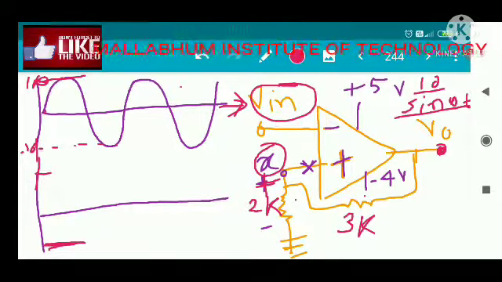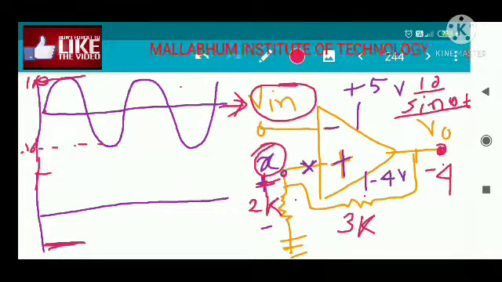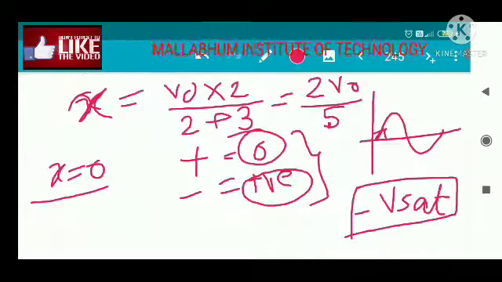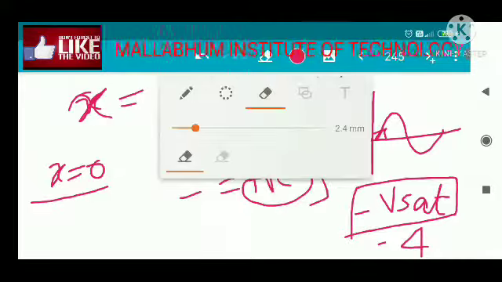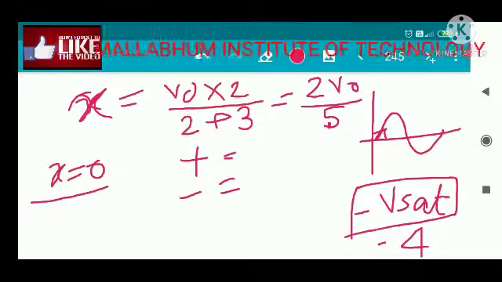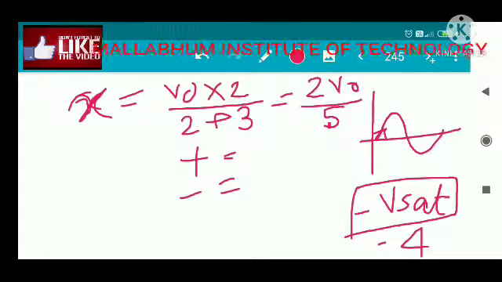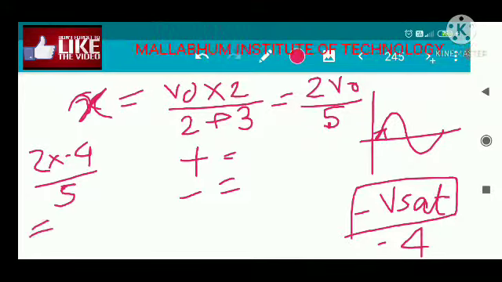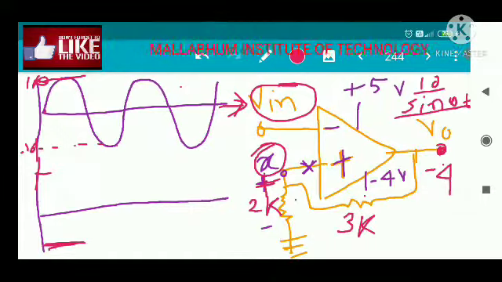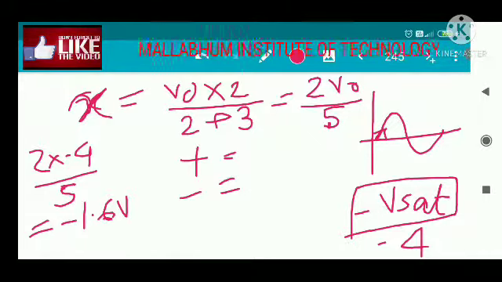Next, what happens: as this voltage is initially going to minus 4, this whole condition will change. So I'm just removing all this. So x is no longer 0. This voltage is minus 4, so 2 into minus 4 divided by 5. So this potential x will change as long as this voltage is minus 4, x is going to be minus 1.6 volt, minus 1.6 volt.